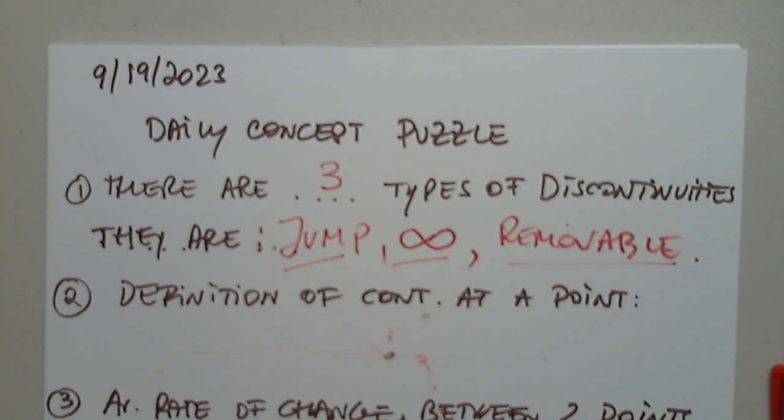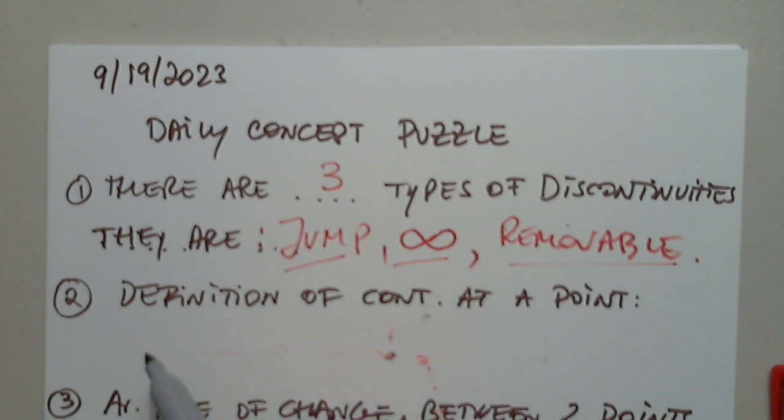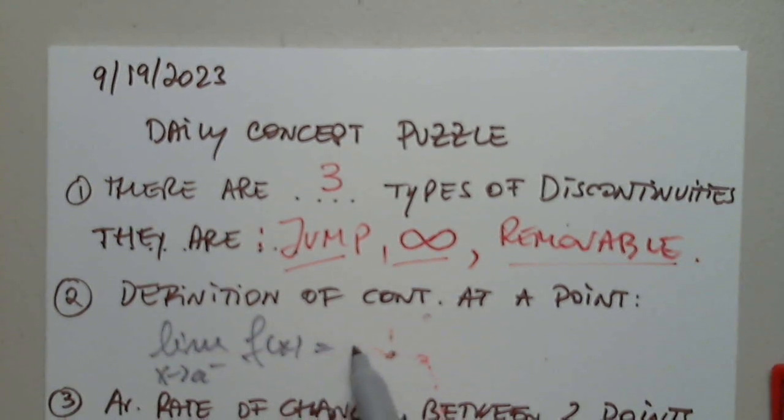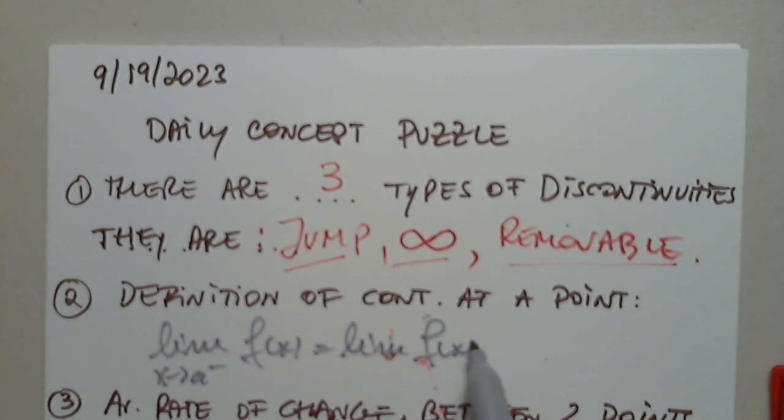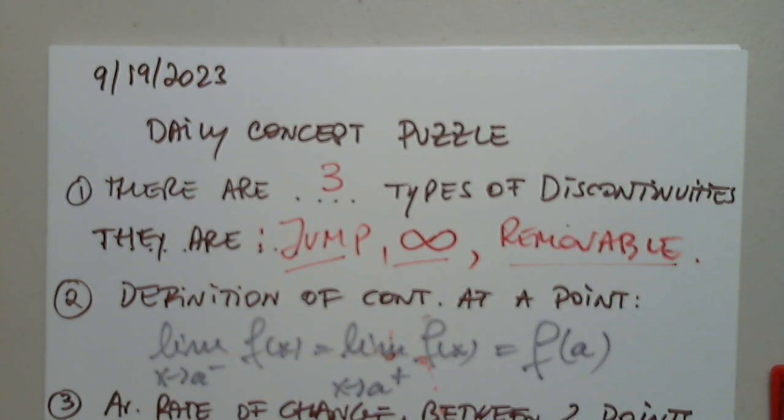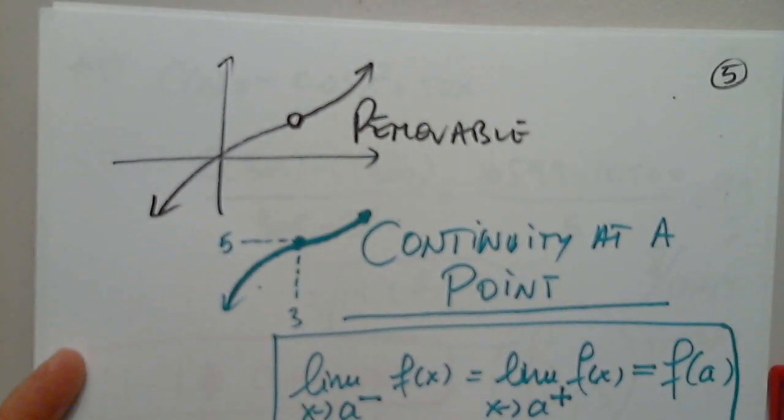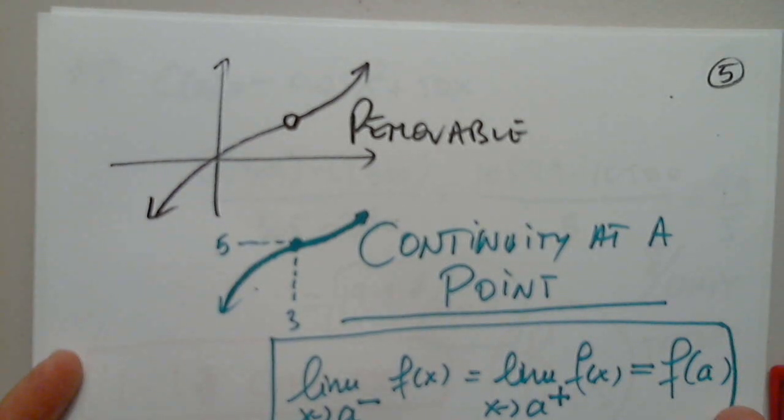Michaela, would you like to try, please? What was the question again? Yes, definition of continuity at the point. I'm unsure about that. Okay, the limit from the left equals the limit from the right equals the function value at that point. This is exactly what I just said here. The limit from the left equals the limit from the right equals the function value at that point.